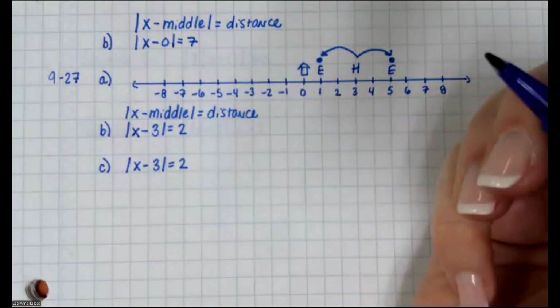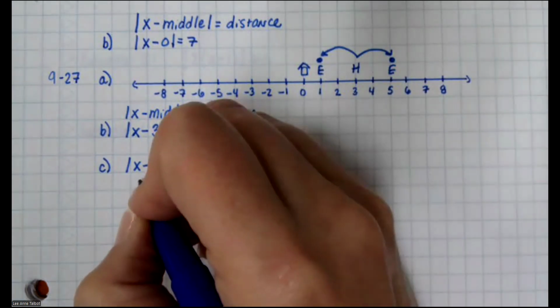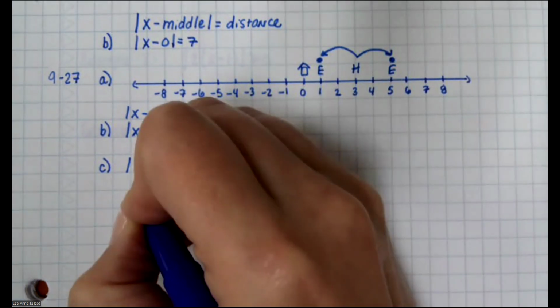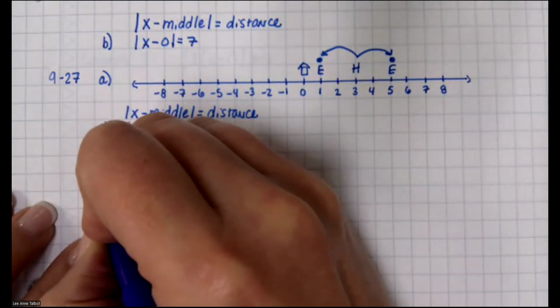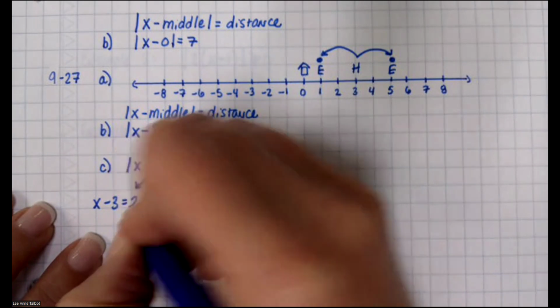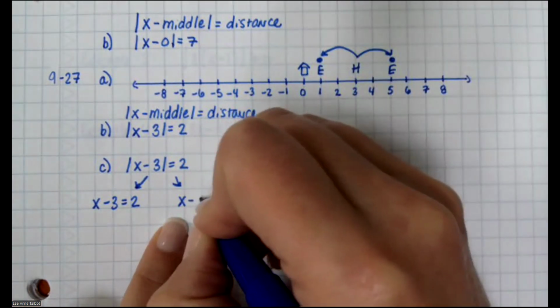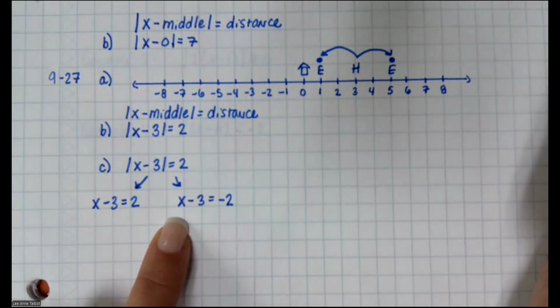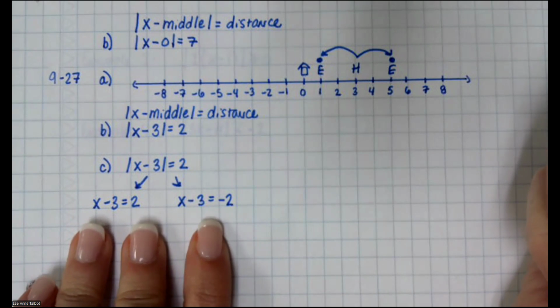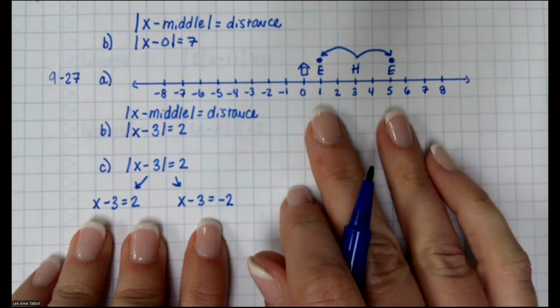For C, we're going to solve this like we did in the notes. Okay, so make 2 arrows. X minus 3 equals positive 2 is your first option. X minus 3 equals negative 2 is your second option. And what should the answers be? We already have the answers. 5 and 1, right? Those are my 2 number line spots where Emerson is.